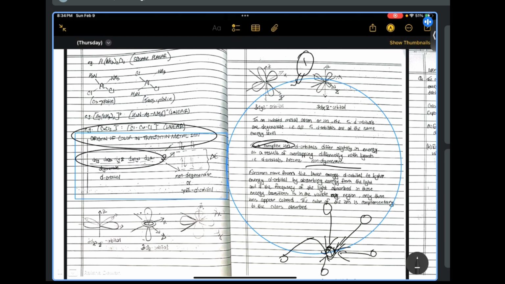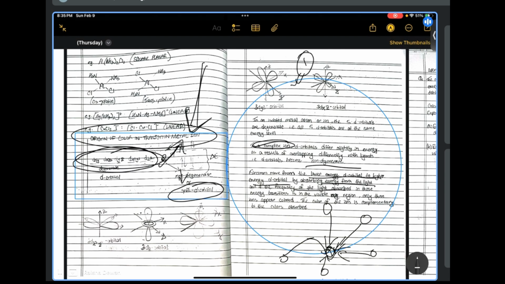Some of the electrons move to a higher level and some move to a lower level. So what is happening? Electrons move from the lower energy d orbitals to higher energy d orbitals by absorbing energy from the light. So light will come right here, and these electrons will move to the higher energy levels. It will move up. This is the splitting of d orbitals. It will move up by accepting energy from sunlight or light.